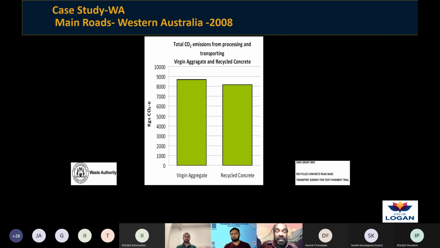So this is again the comparison of virgin aggregate, that is traditional aggregate, versus recycled crushed concrete. The carbon emission is less, as you can see from here.